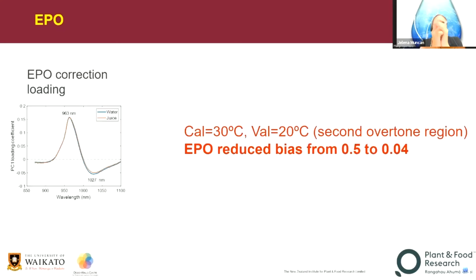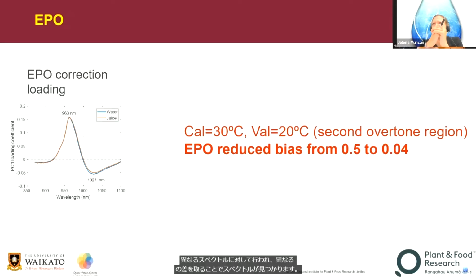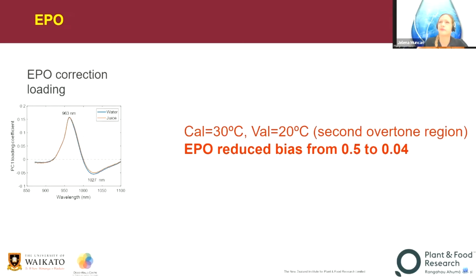Using the EPO, external parameter orthogonalization correction technique, which is basically done using the difference spectra. The principal component analysis was done on difference spectra, and difference spectra is found by taking difference of the spectrum at various temperature from the lowest temperature spectra.